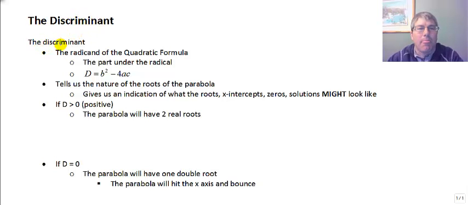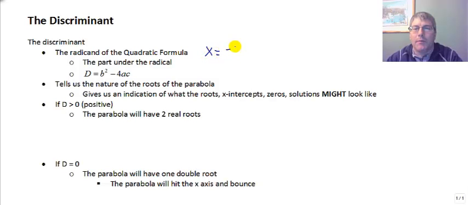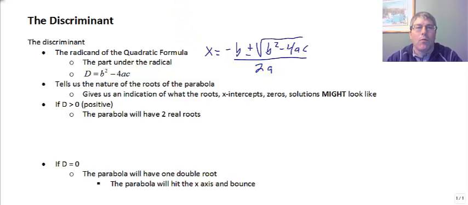Now, the discriminant is the radicand of the quadratic formula. You may recall or have memorized recently the quadratic formula: x equals the opposite of b plus or minus the square root of b squared minus 4ac all over 2a. Well, the discriminant is the part under the radical. It's the radicand. So the discriminant is b squared minus 4ac. Not the square root of that, but we're just going to use b squared minus 4ac.